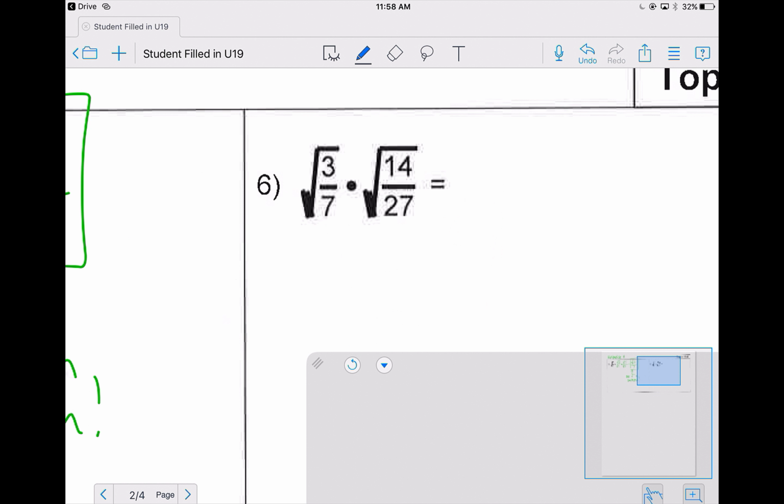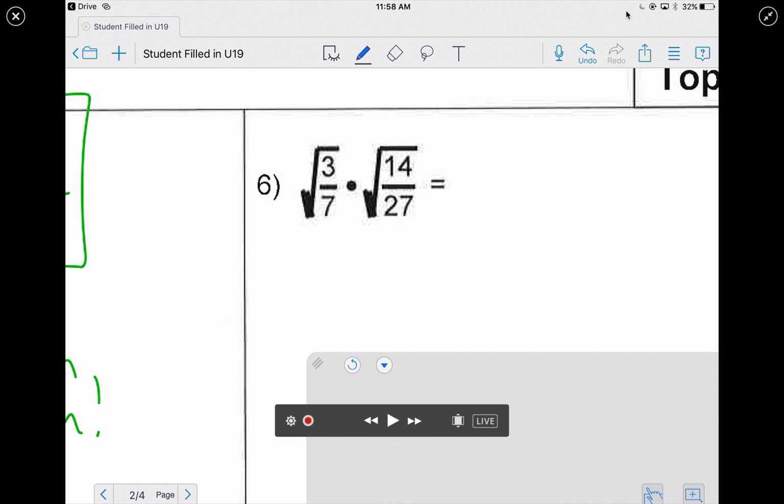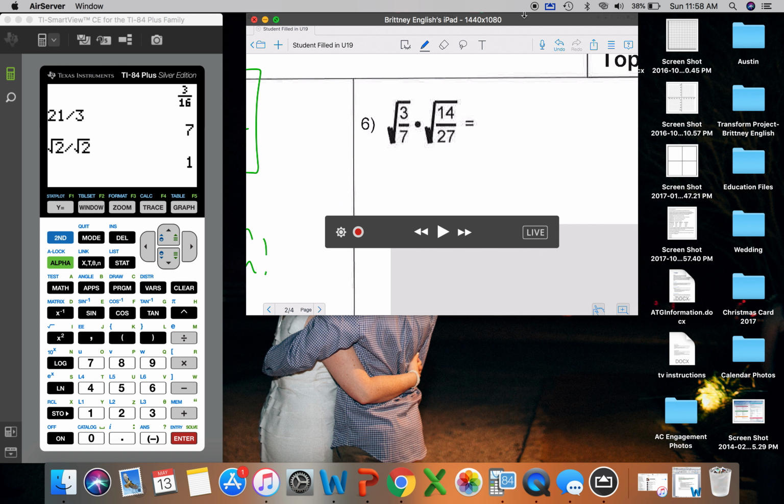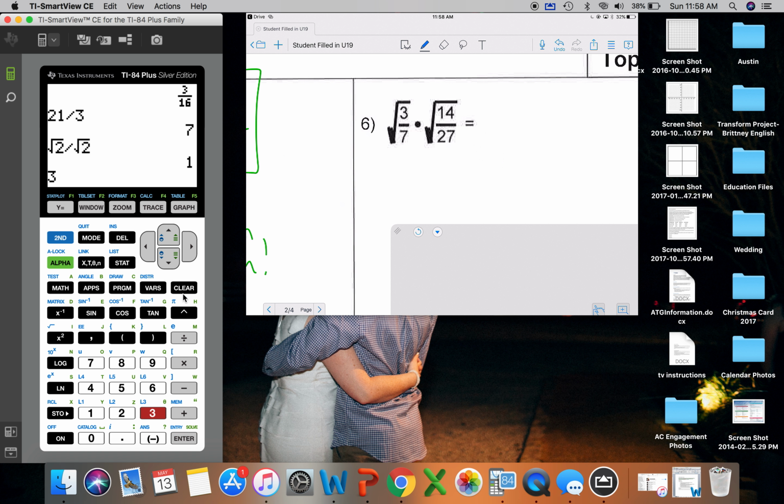For the last problem, I'm going to multiply first. So when I multiply fractions, I multiply straight across. Now you can do 3 over 7 times 14 over 27, and we get the square root of 2 over 9. Okay, remember these are still in the square roots.